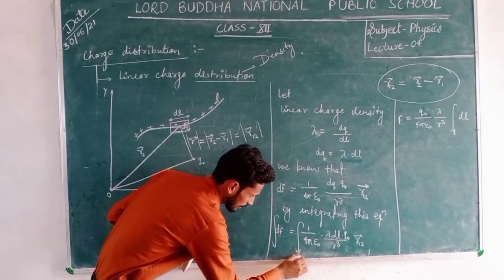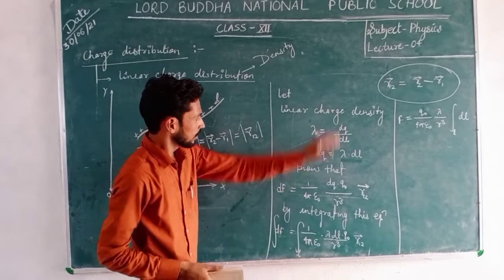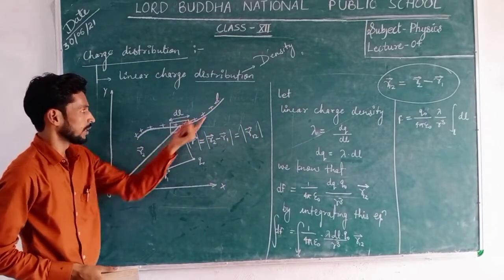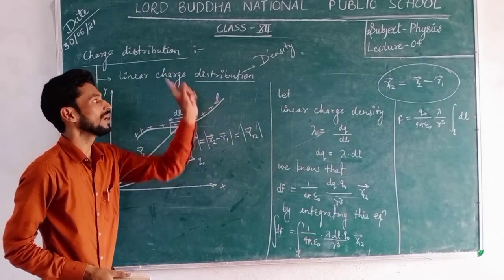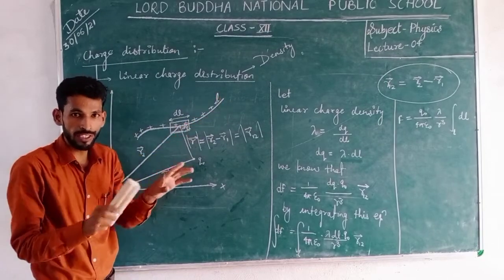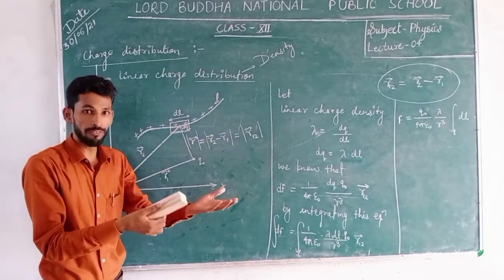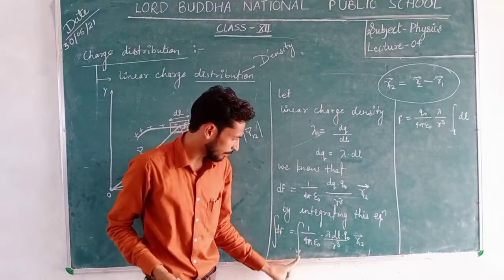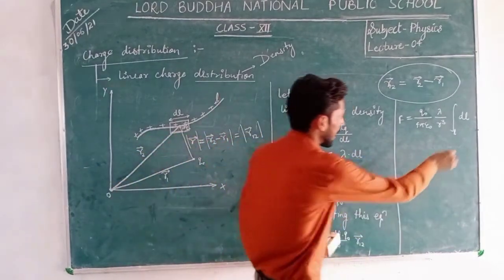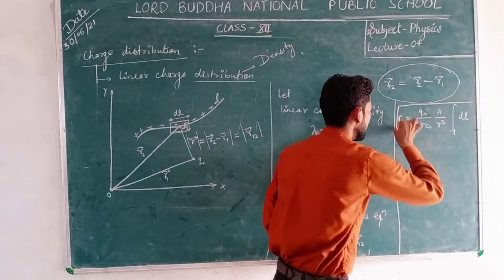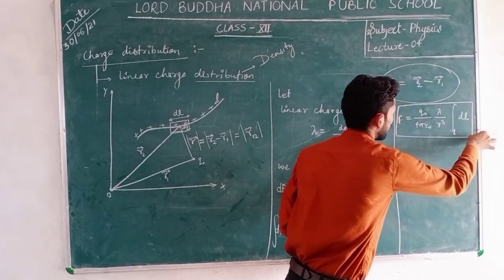Don't forget this is L, because the integral is taken with the limit L, as we don't know the exact value of L. It can be infinite, so we are taking the limit L. So L here means this is the linear charge distribution.